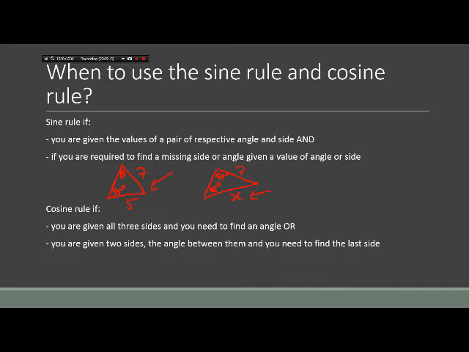For the cosine rule, you should only use it if you're given all three sides and you need to find one of the angles, or you're given two sides and the angle between them and you need to find the missing side. So let's draw both scenarios out. If you're told that the sides are 4, 5, and 6, and you want to find this angle, you can use the cosine rule. Alternatively, if you're told that the sides are 6 and 7, and that this angle is 50 degrees, and you want to find this side here, then you can use the cosine rule. So just make sure you distinguish the differences between the two.